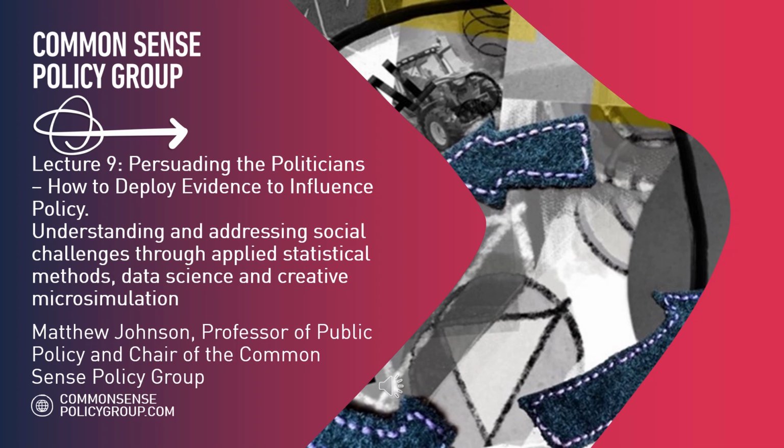Welcome to Lecture 9, Persuading the Politicians: How to Deploy Evidence to Influence Policy. Lecture 8 demonstrated that the British public is substantially more favourable to redistributive government action than politicians assume, and that conjoint analysis can measure those preferences precisely. But knowing what people currently prefer and measuring it accurately is only the first stage.